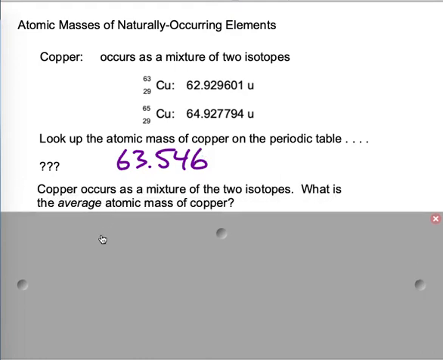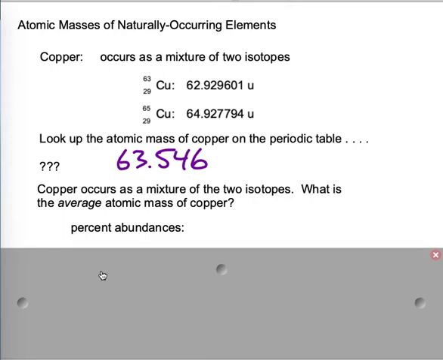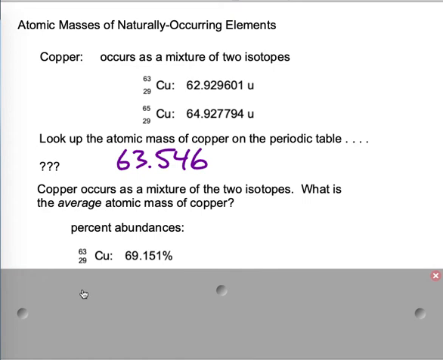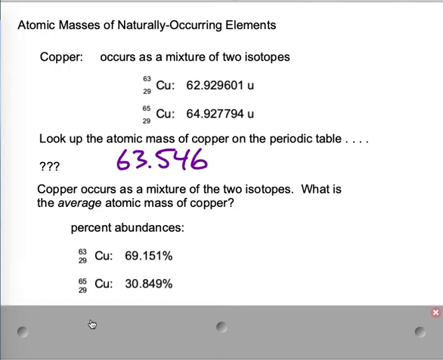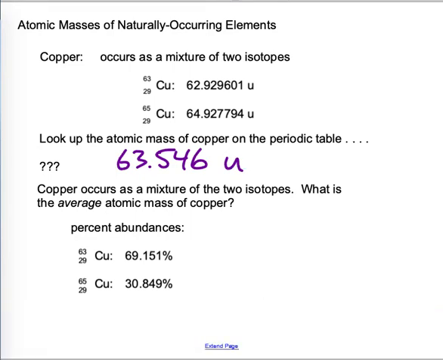Well, it turns out that copper, these 2 isotopes, occur in different amounts. Of the copper that I dig up in the ground, 69.151% of it is copper-63, the lighter isotope, and 30.849% of it is copper-65, the heavier isotope. This makes sense because more of naturally occurring copper is copper-63 than 65. We would expect the average atomic mass to be closer to 63, and it is. But the question is, how would we actually calculate that? Well, it's a pretty straightforward process.